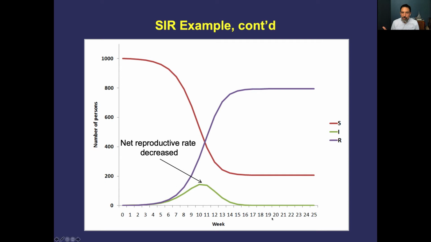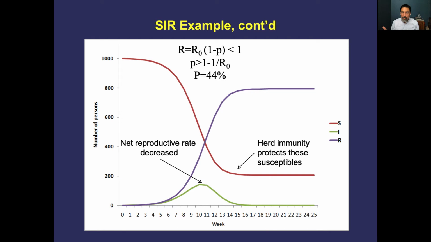The purple line shows the number of people in the population that are recovered and immune. And for an R0 of 1.8, we can estimate the proportion that needs to be immune in order to prevent outbreaks going forward, the herd immunity proportion. And for an R0 of 1.8, it's about 44%. So there remain also susceptibles in the hypothetical population at the end of this outbreak, but because of herd immunity, they are protected.